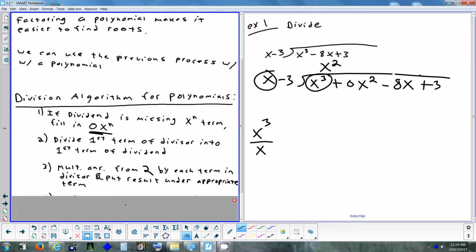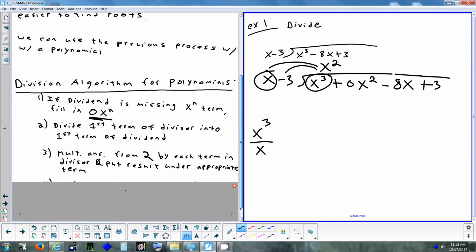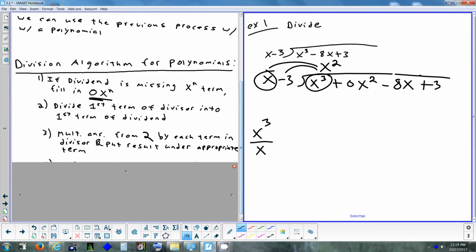Now, multiply the answer that we just got in step 2, x squared, back out to each term. And this is where you're going to have to line things up in the right columns. So what's x squared times x? X cubed. And what's x squared times negative 3? You notice the way I wrote it? The squared terms are in the same column. Cube terms in the same column. Okay, that's step 3.